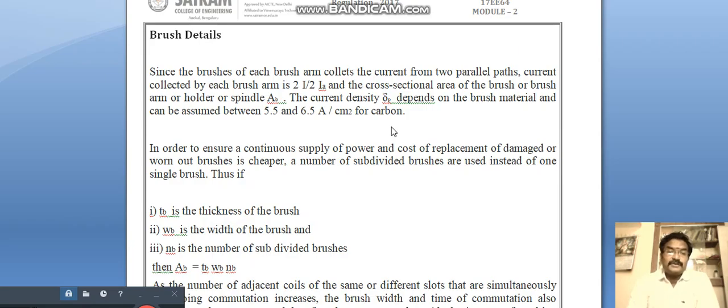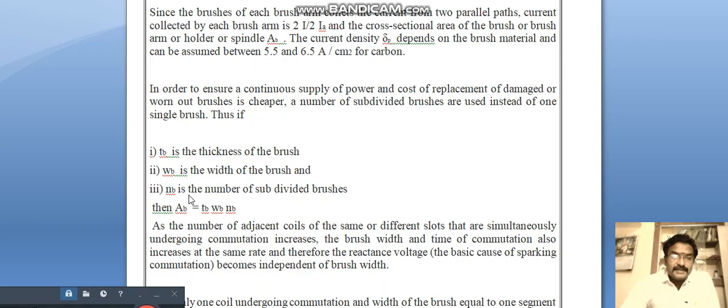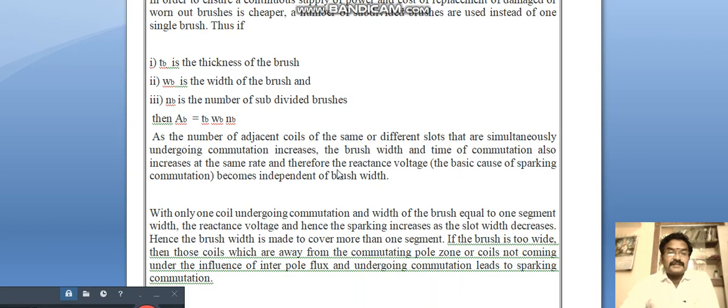5.5 and 6.5 amps per centimeter square for carbon. In order to ensure continuous supply of power, and because the cost of replacement of damaged or worn out brushes is cheaper, a number of subdivided brushes are to be used instead of one single brush. Okay, T_b is the thickness of the brush, W_b is the width of the brush, and N_b is the number of subdivided brushes. Instead of going for a single brush, we are making multiple brushes for a single machine.